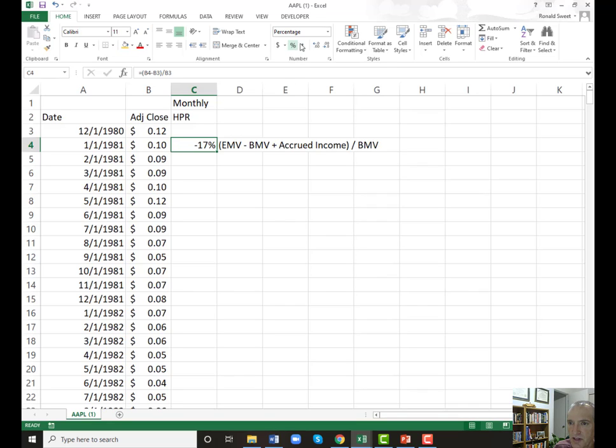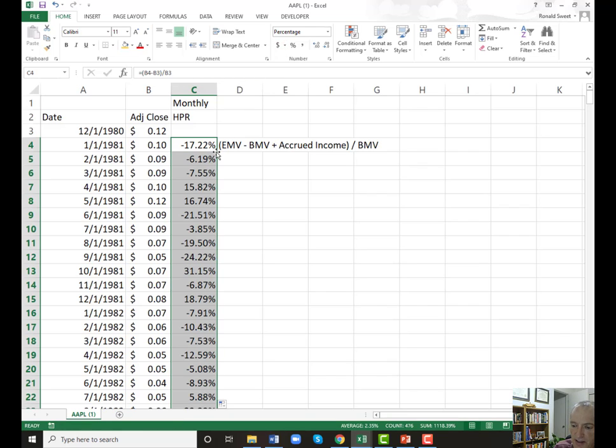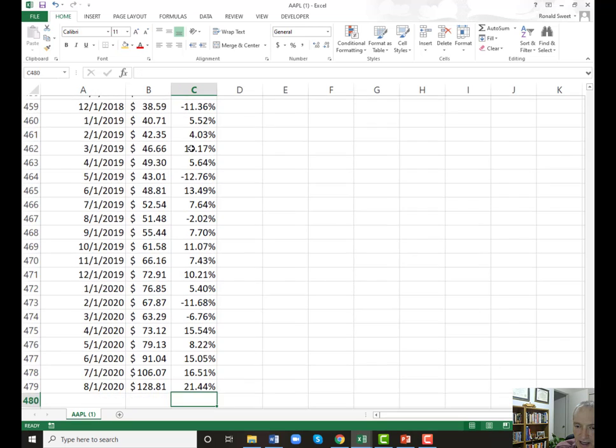So I get it as percents. I gave it 2 decimal places. I then clicked on this little green box here, so we copy it down. So there's my holding period return. So I'm now going to do Control and hit the down arrow, and I have all of these.